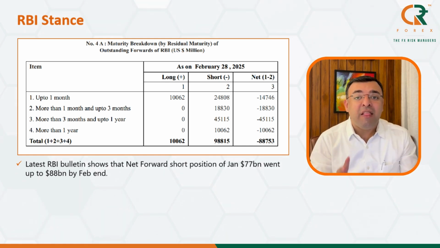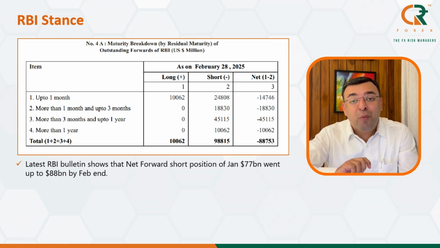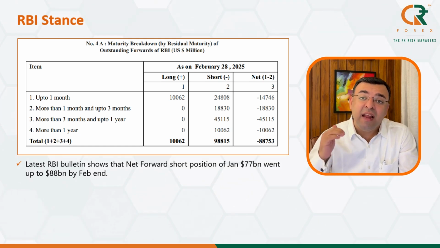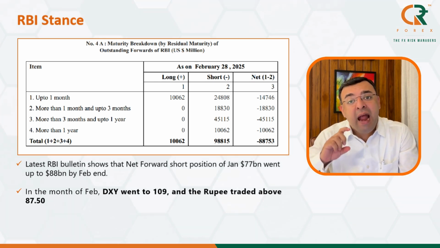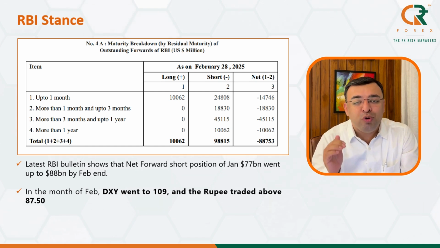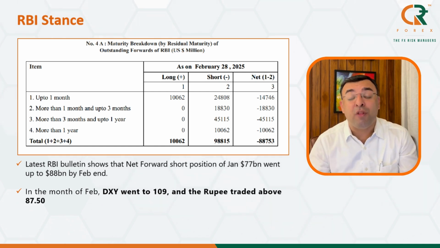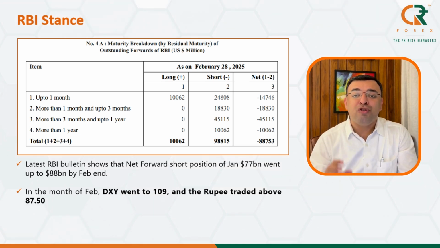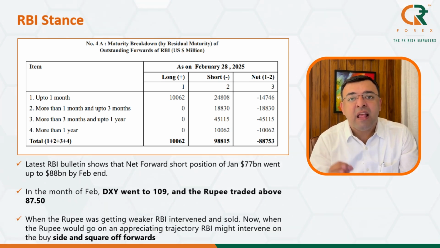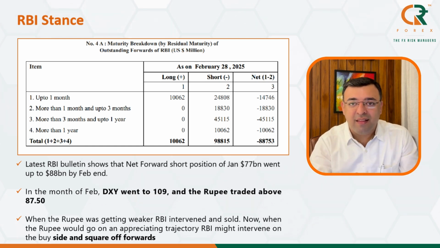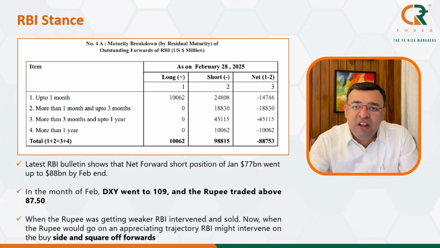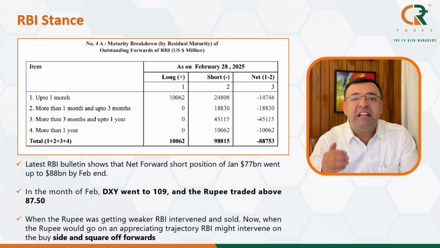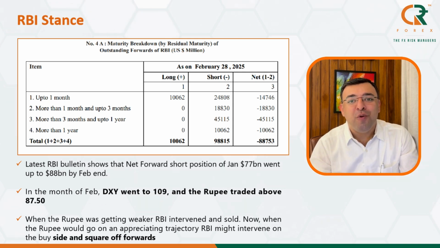Now, if we go back to history, there were two reasons why RBI's position increased drastically. First, in the month of Feb, if you remember, the dollar index was trading close to 109 kind of a level, and at that point of time, the rupee was also close to 87.50 kind of levels. So we can assume that in order to stop sharp depreciation, RBI must have increased its sell side position. To settle this $88 billion short position, we are assuming that near 85 kind of a level, RBI might start cutting down those short positions.